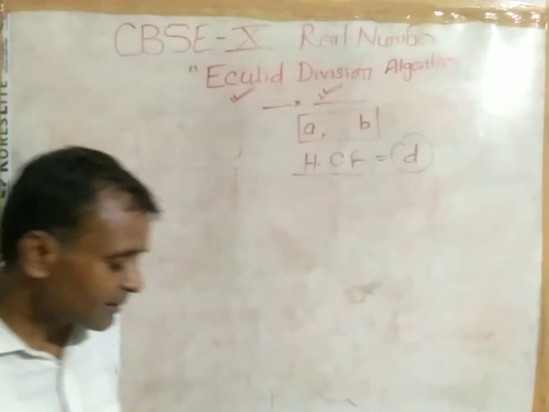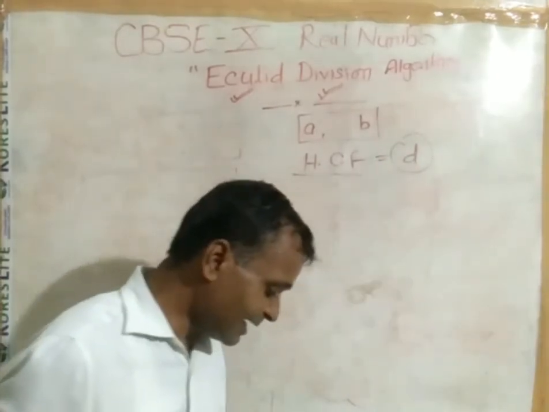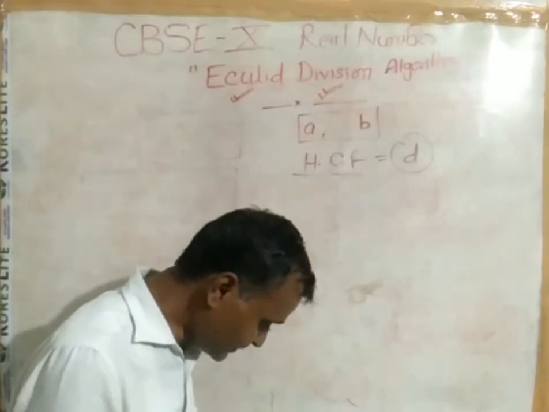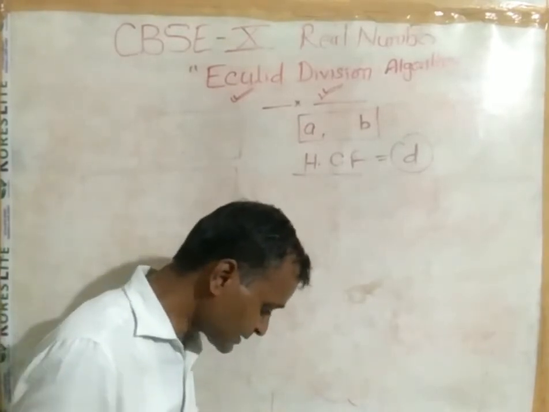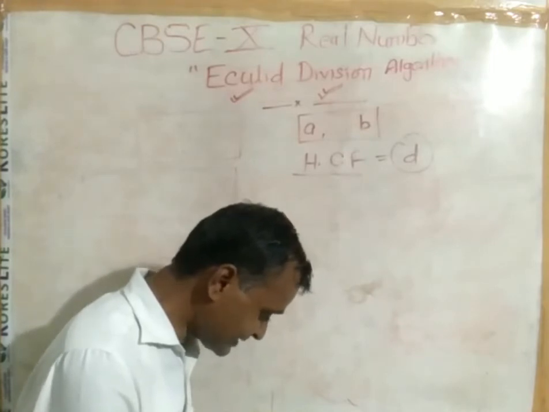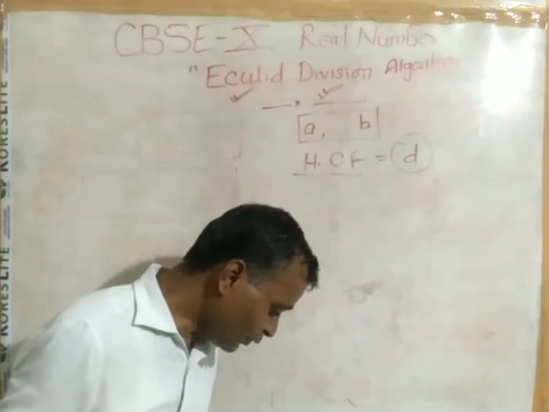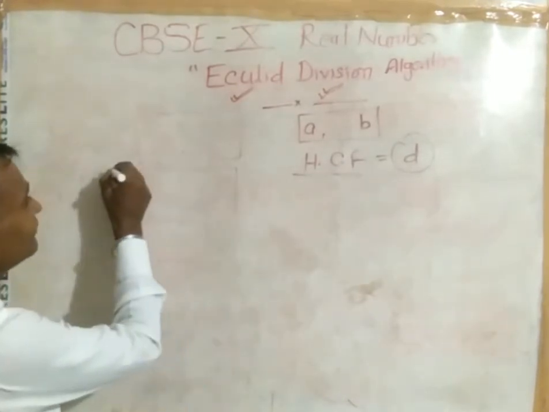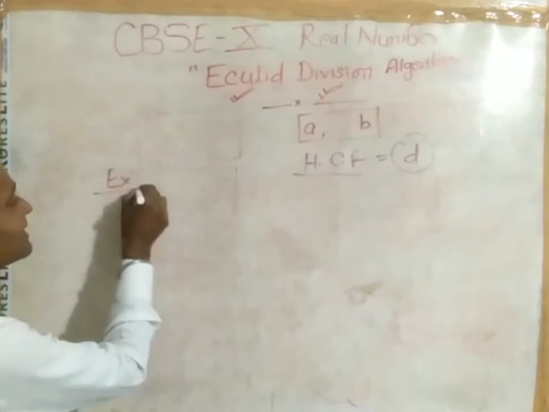In our next topic, we will see if we have two numbers. Here there is an example. Here we have two numbers. Find the HCF of the integers 455 and 42. This is the first example I am taking here.